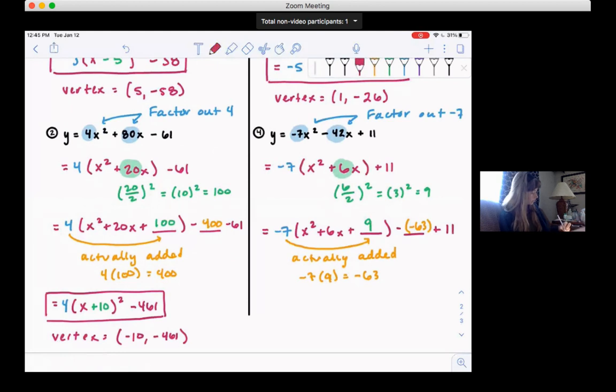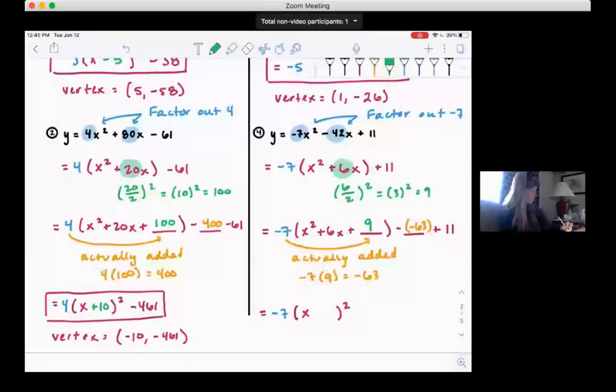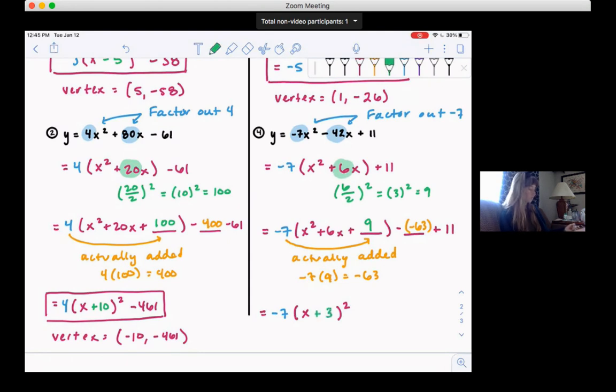All right, final step is to factor and combine like terms. So we have -7, and then the thing in the parentheses, we've turned it into a perfect square by adding the 9. So we know it's going to be x plus or minus something all squared. And the number in those parentheses is our coefficient of x divided by 2. So 6 over 2 is a positive 3. So we have x plus 3 all squared.